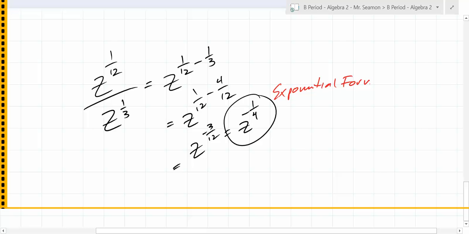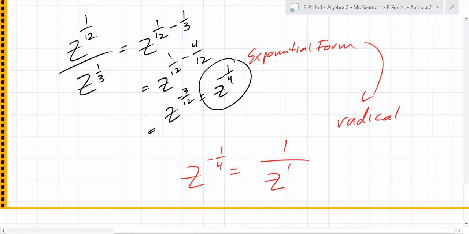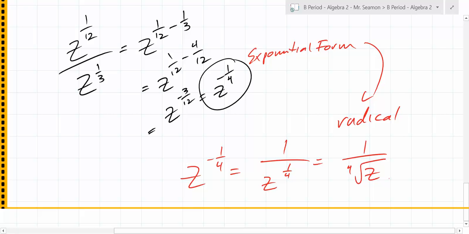The other form we're dealing with is radical form. So what does that negative power do? Yes, it flips it, but it puts it in the denominator, right? So you know that z to the negative 1/4 is equal to 1 over z to the 1/4. What does 1/4 power mean? It means the fourth root. To the 1 over n is the nth root, right? So this is 1 over the fourth root of z. These are all different ways to write the same thing.